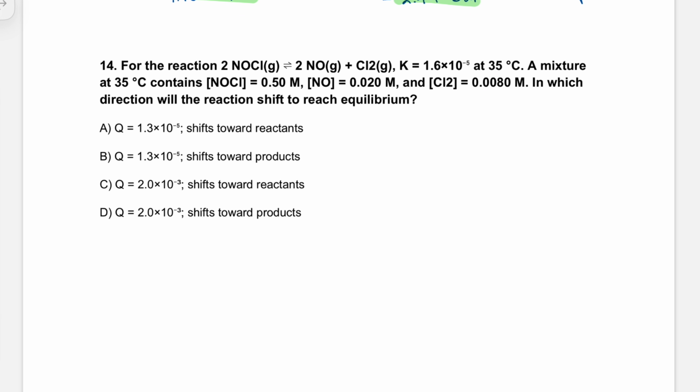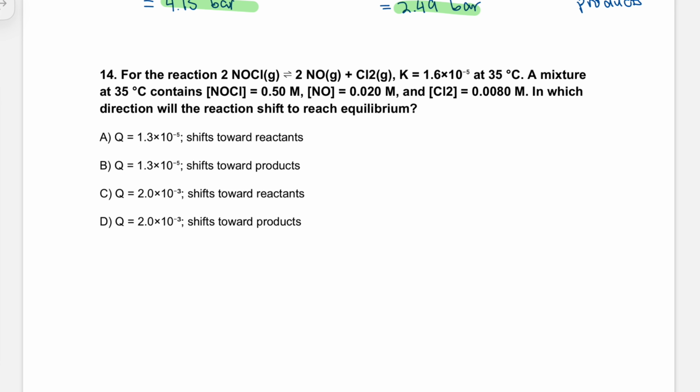Next, for the reaction, a mixture at 35 degrees Celsius contains these concentrations. In which direction will the reaction shift to reach equilibrium? So this is kind of the same thing as we did above. So remember that for gases, we can use either concentration or pressures, and then for aqueous solutions, we can just use concentrations. So they've already told us the concentrations for each of the gases, so we can just plug that into our equation.